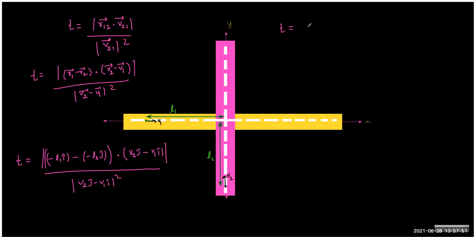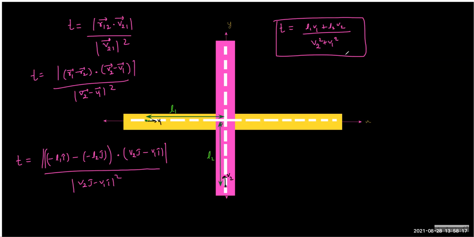So the answer is simple. You take J with J and I with I. So minus L1 times minus V1, so it's L1 V1. And plus L2 and plus V2, so it's L2 V2. So the answer is simple, it's just a dot product. And the mod will become square, and if you square this term, it will become without the root sign. So this is the answer.